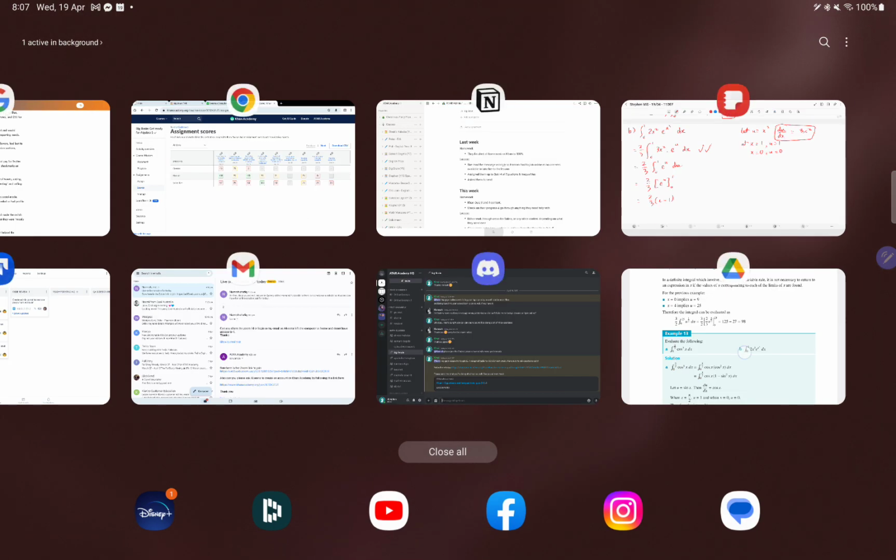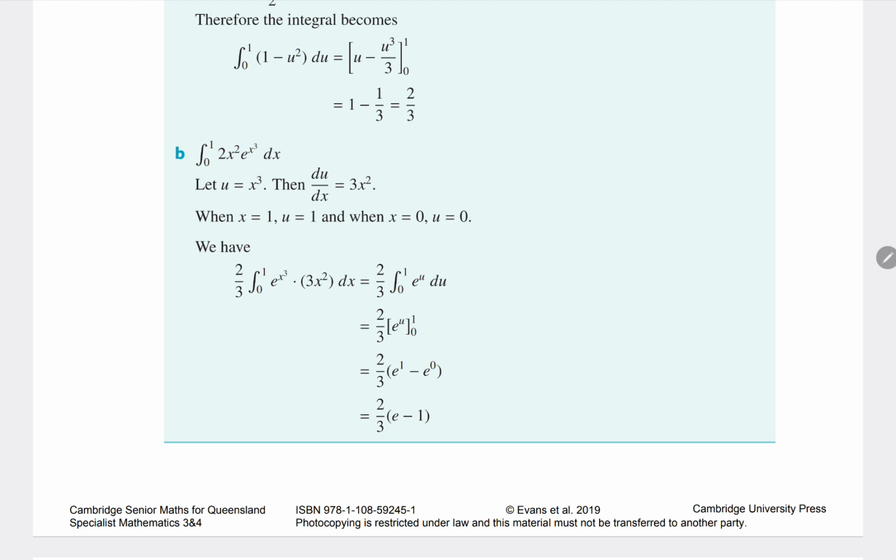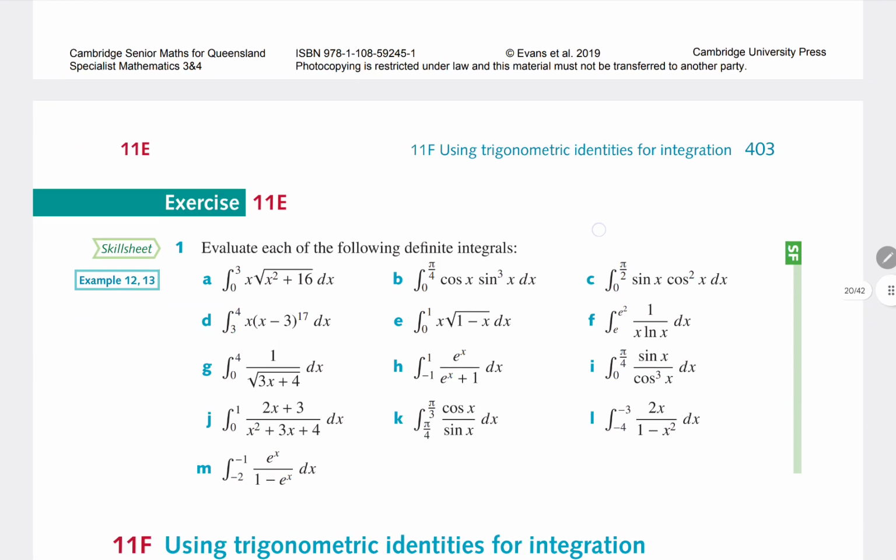2 over 3 e power times e minus 1. Yeah, easy. Makes sense? Okay. Yeah, that's it.